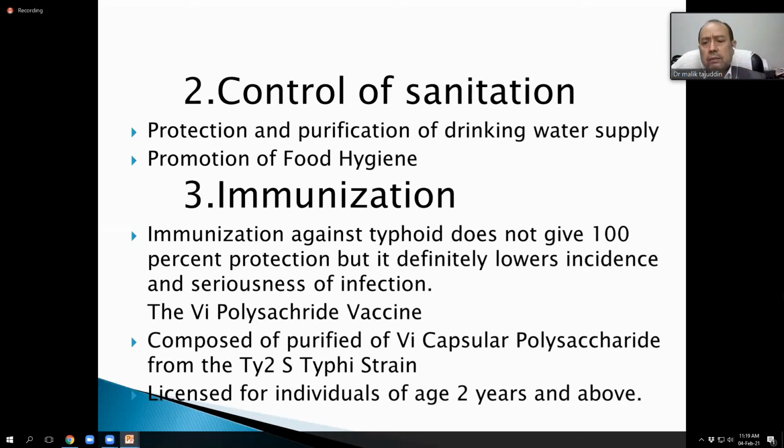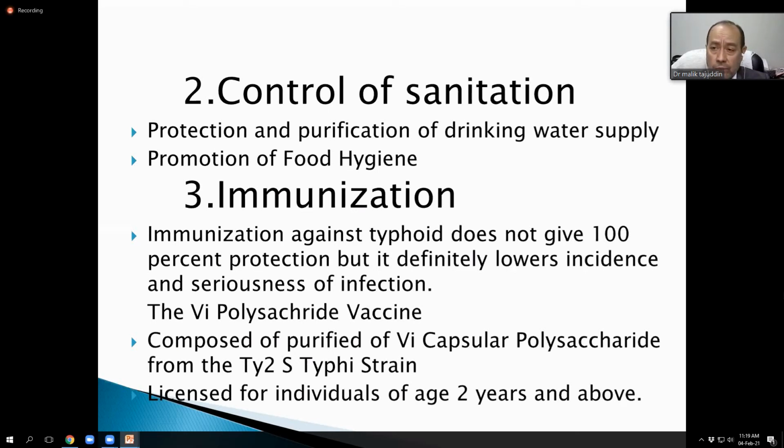However, immunization may not give 100% protection, but it gives 70 to 95% protection. There are two types of vaccines present at this time for immunization against typhoid. They are the polysaccharide vaccine, which is called the Vi polysaccharide vaccine, composed of the typhoid Vi capsular polysaccharide from the Ty2 strain of Salmonella typhi, and this is licensed for only above 2 years and more.